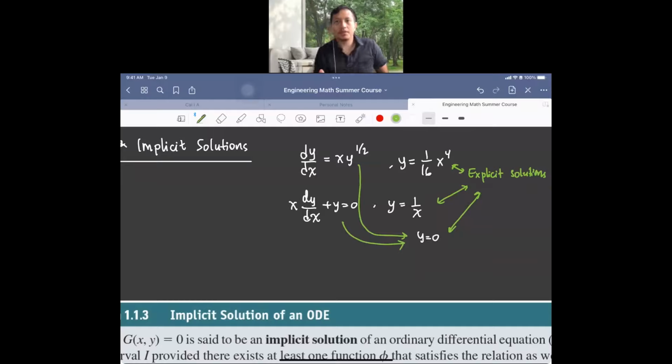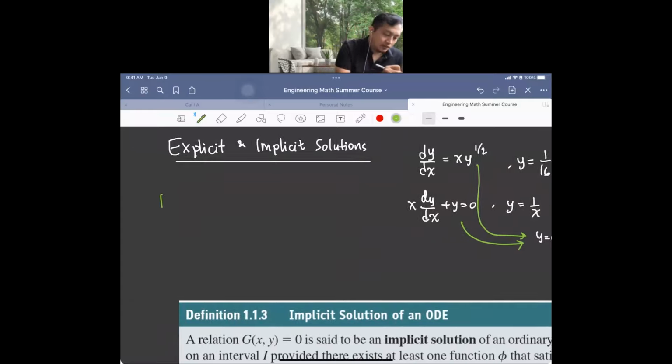And sometimes, later on, we will see that it's not always the case. Our solution is not always exact and explicit. Sometimes we are having some DEs that do not always lead to explicit solutions.